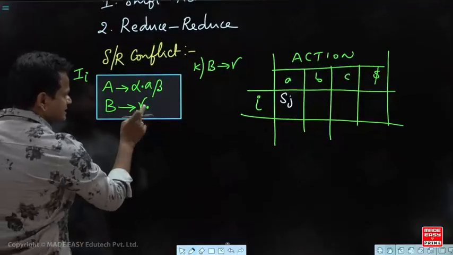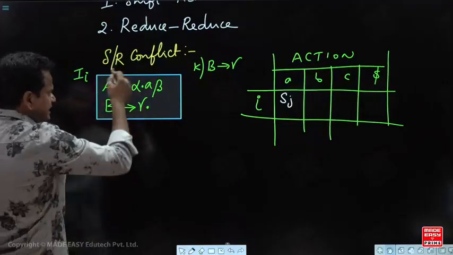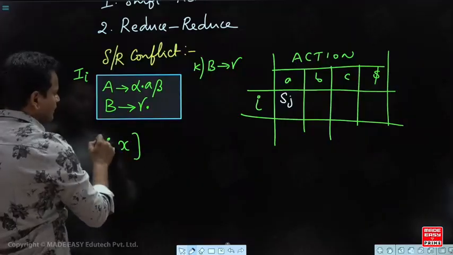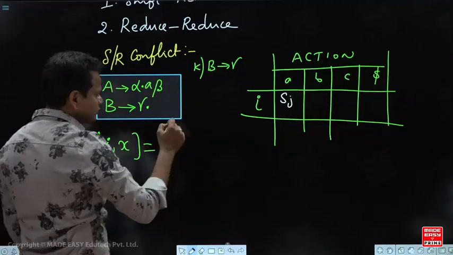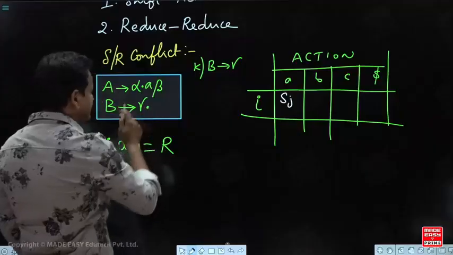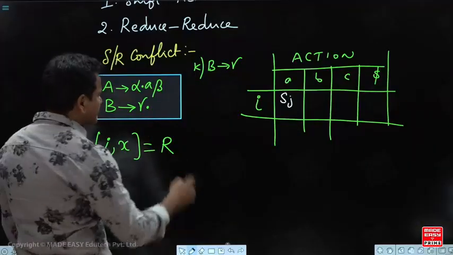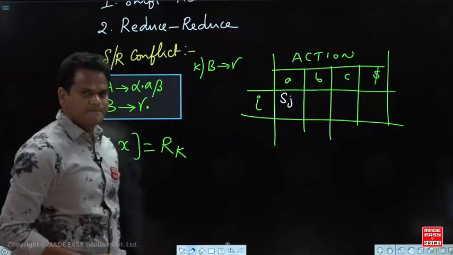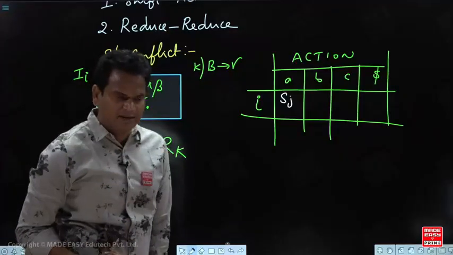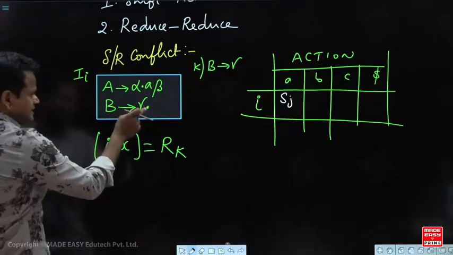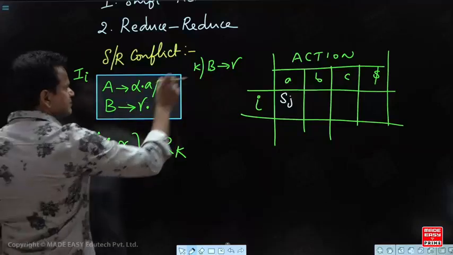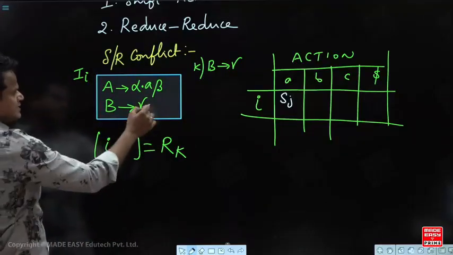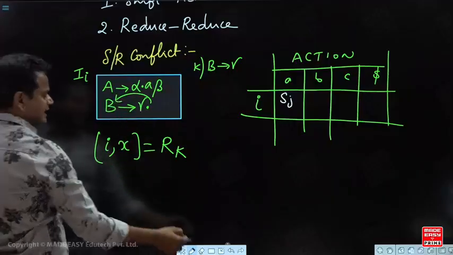Now, as it is a final item and it is in Ii, therefore in the ith row, xth column, we write the reduce. Why reduce? Because it is a final item. And reduce what? What is the number here? k, Rk. Do you understand? As it is a final item, reduce. As its number is k, Rk, and it is Ii, the ith row. X is what? Follow of B.